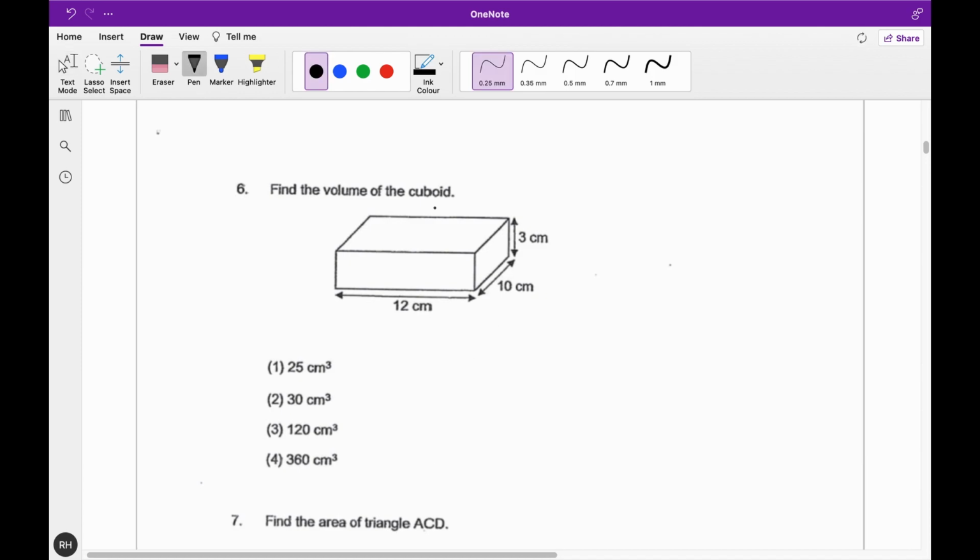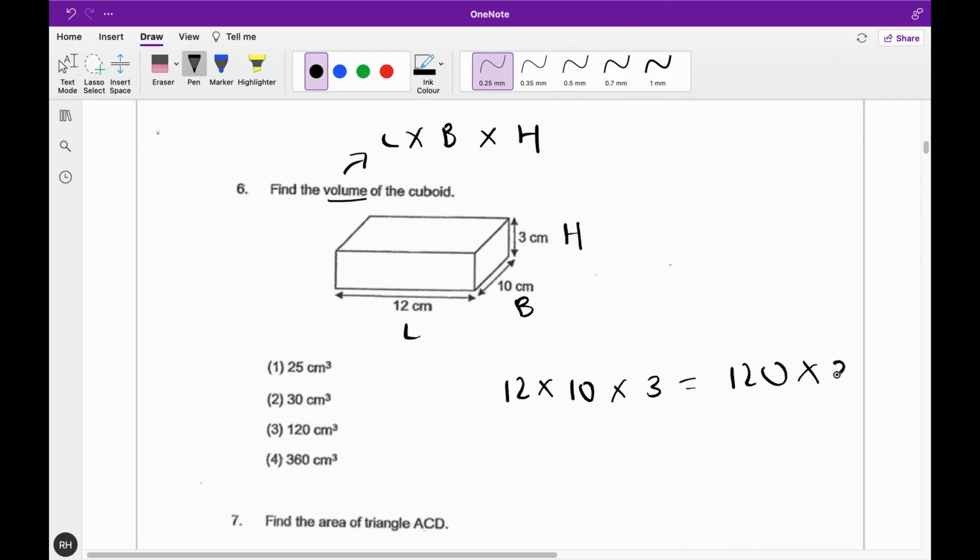Question 6. Find the volume of the cuboid. The formula to find the volume is length times breadth times height. So we can find the length, then the breadth, and then the height. So 12 times 10 times 3. 12 times 10 will have 120. 120 times 3, we'll get 360. Answer is option 4, 360 cubic centimeters.